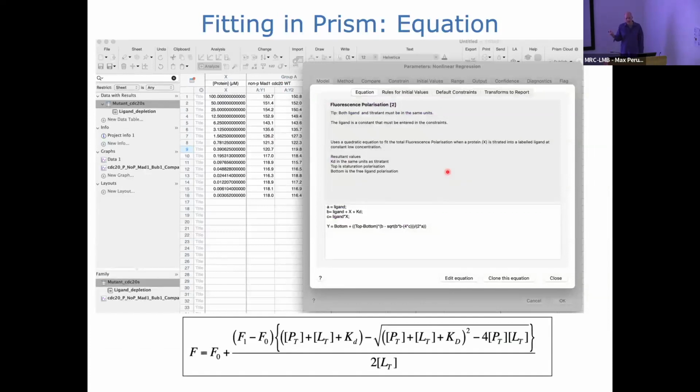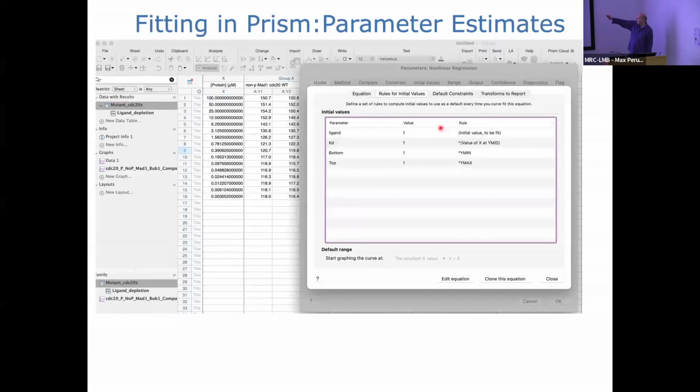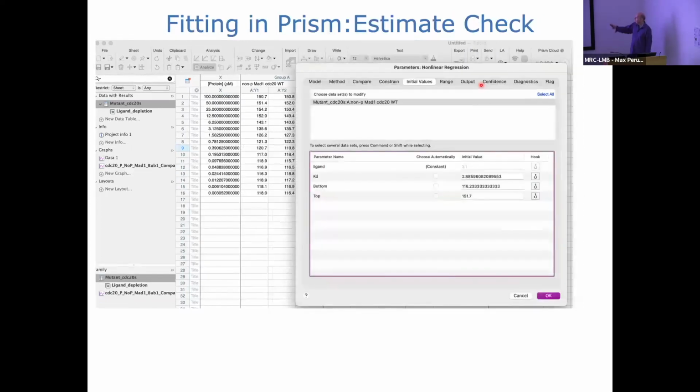The nice thing about this is that when you write your own equations, you can use words. So it's pretty easy to say, here's the same equation we used earlier, but we can put it into words: y is equal to bottom, that's the bottom of the fluorescence or the polarization, and top minus bottom, the square root, and B and C, and you can define what those are. In this case, it gives you automatic estimates, so in the formulation of the equation you can say the bottom is y min, the top is y max, and KD is somewhere in the middle. You can check that the values are reasonable by clicking the tab here.